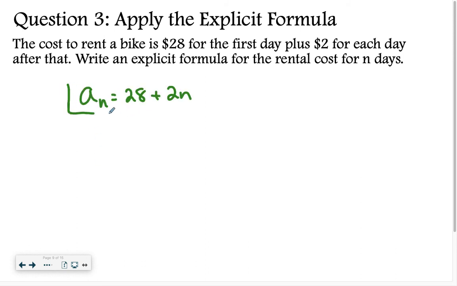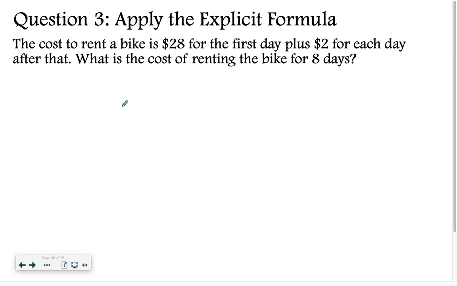All right, for this one, hopefully you ended up with a of n equals 28 plus 2n. This one was a little simplified for us because we already have the amount of money it changes each day. So we can just take the total from the first day and add 2 times however many days on to the end of it. So now take that explicit formula and find the cost for renting the bike for 8 days.